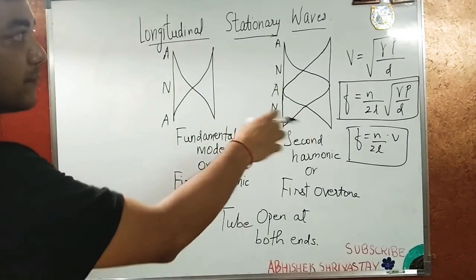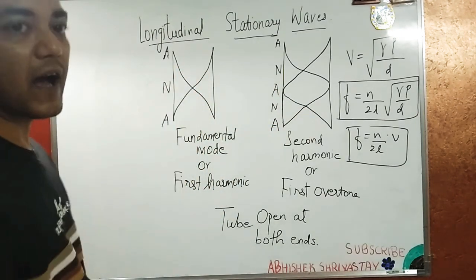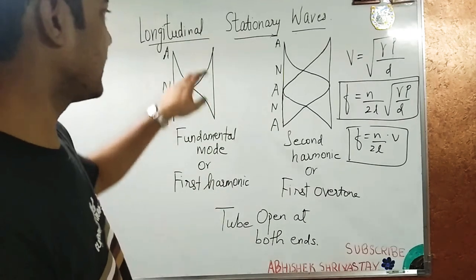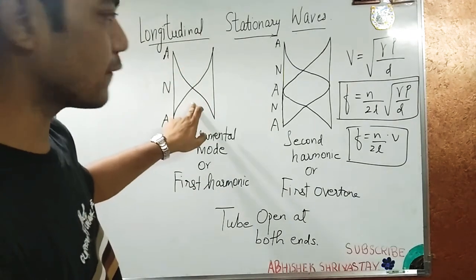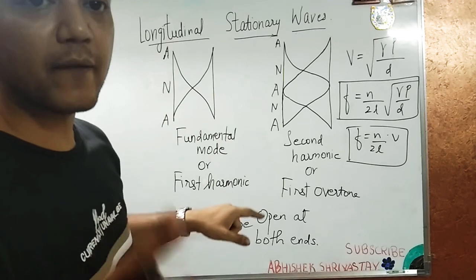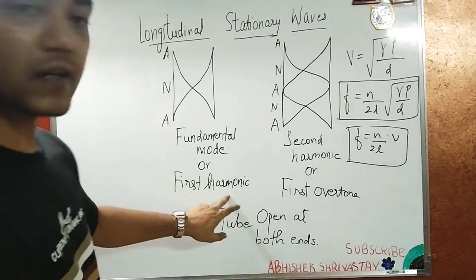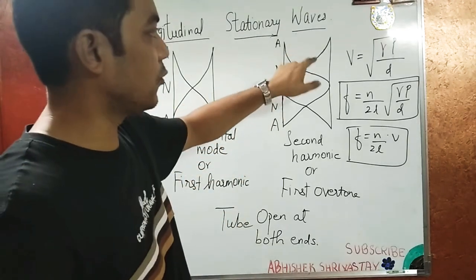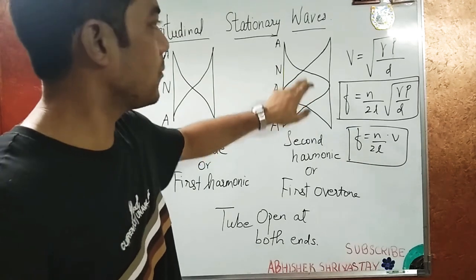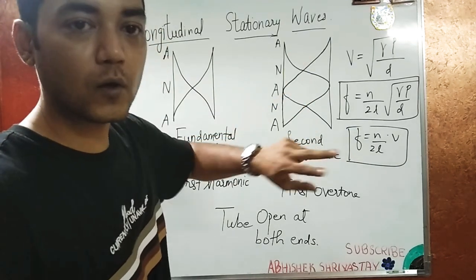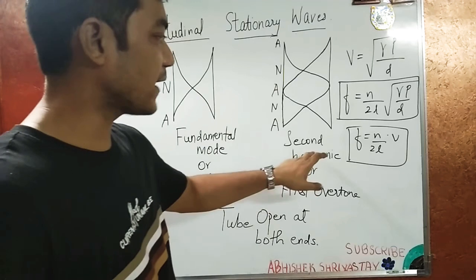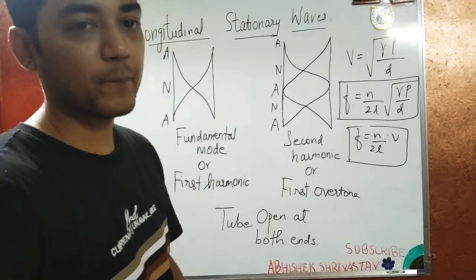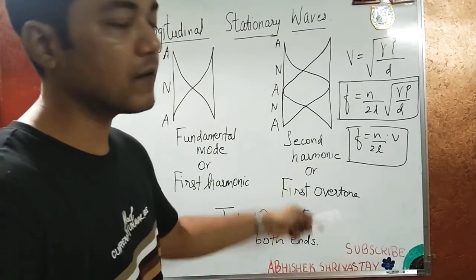Always remember here the half loops are added to get a single loop. Here we were having half loop, another half loop. So half plus half became 1. That is why it was the first harmonic. Here how many loops were there? This one complete loop and this half and half. So total 2 loops we were having. So that is why it was the second harmonic, or you can say it is the first overtone.